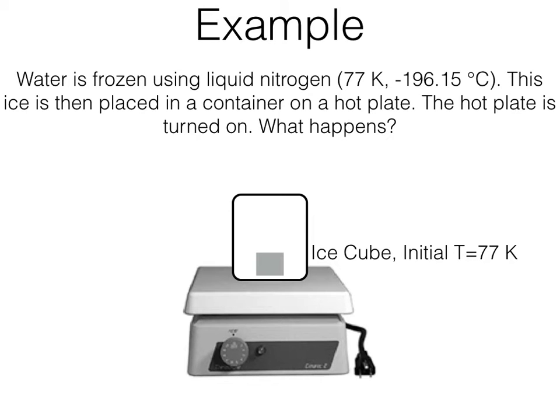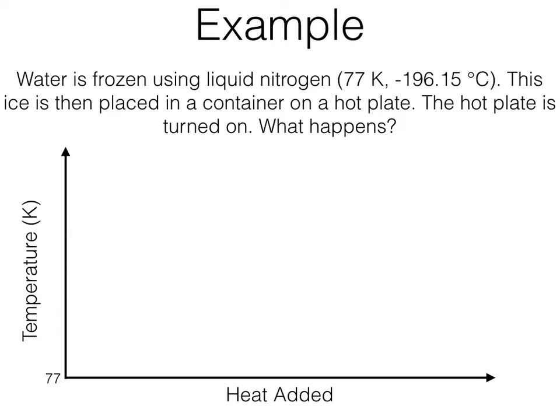So, the example that we're going to work through is that water is frozen using liquid nitrogen, which means that it has a temperature of 77 Kelvin or negative 196.15 degrees Celsius. This super cold ice is then placed in a container on a hot plate. The hot plate is turned on. What happens? Well, what happens is initially the temperature is going to increase.